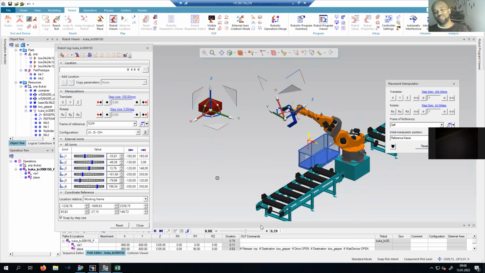Now, if you give this point as an input to the robot, then the robot doesn't solve it. So it is an undefined position. Then the robot says it is a singularity configuration.